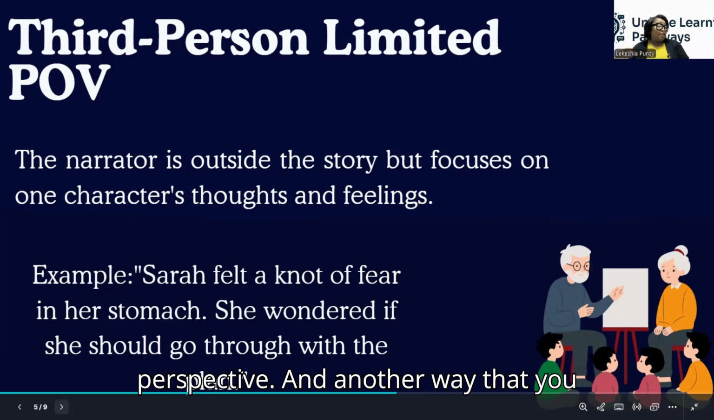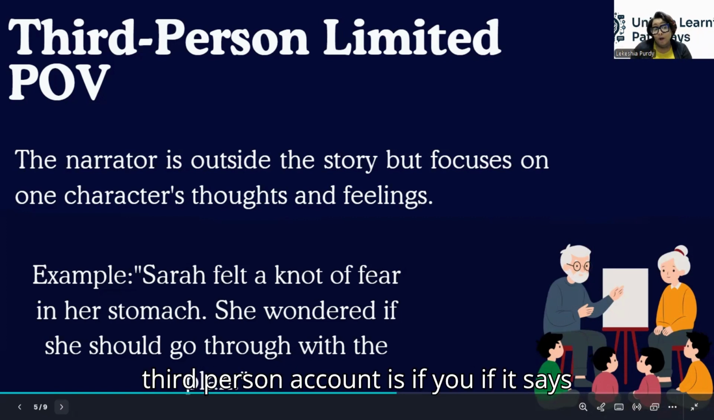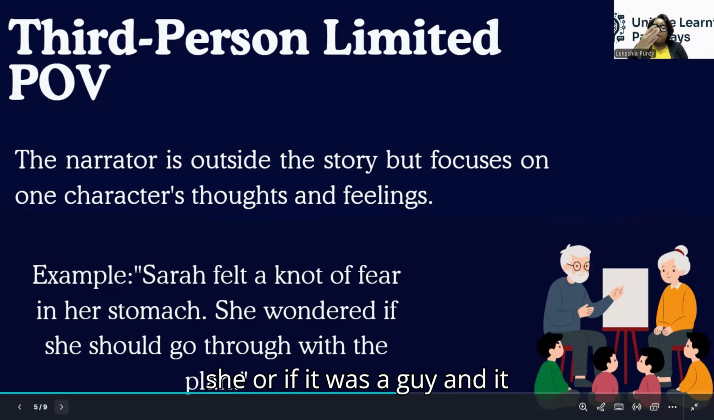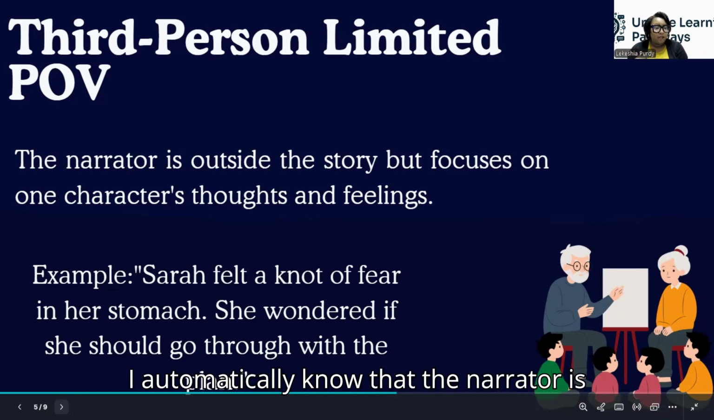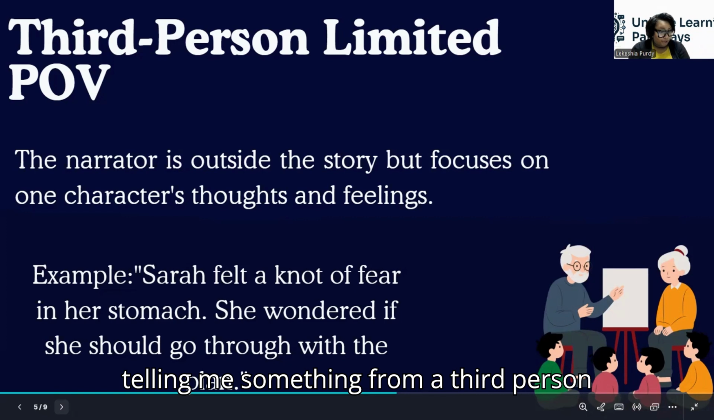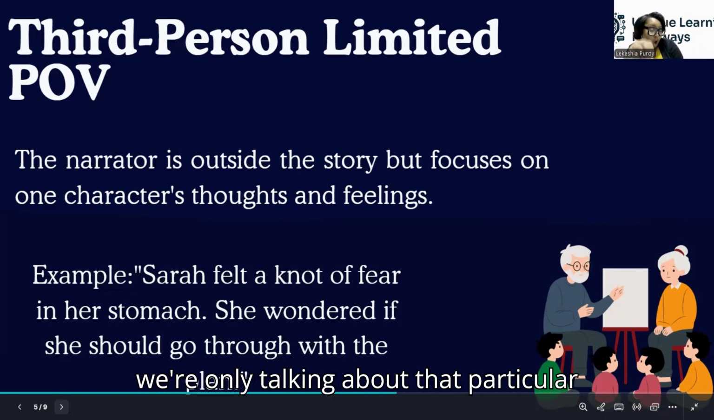And another way that you'll be able to notice that this is a third person account is if it says she, or if it was a guy and it said he, right? If it says she or he, I automatically know that the narrator is telling me something from a third person perspective and point of view, because we're only talking about that particular character.